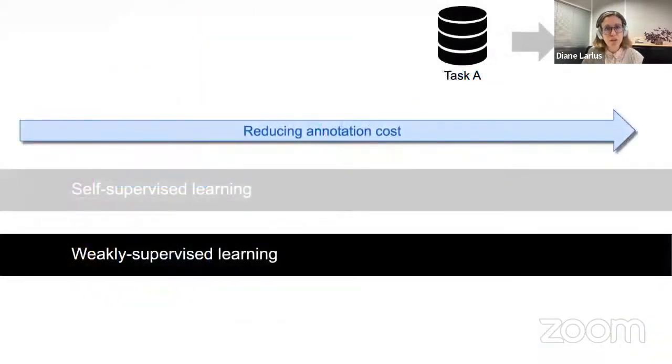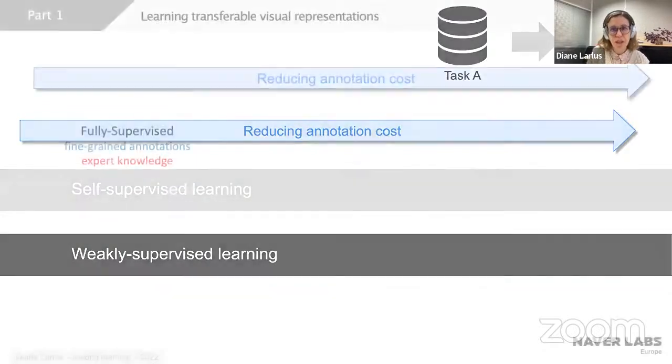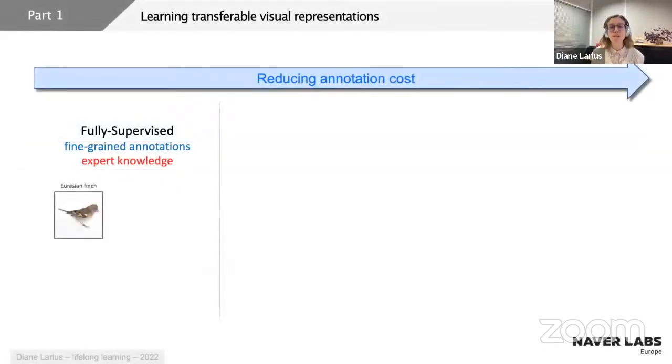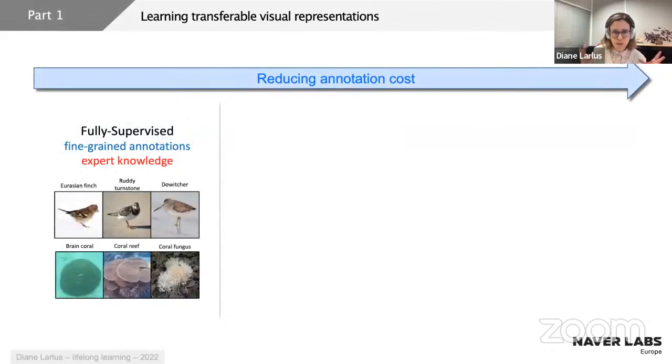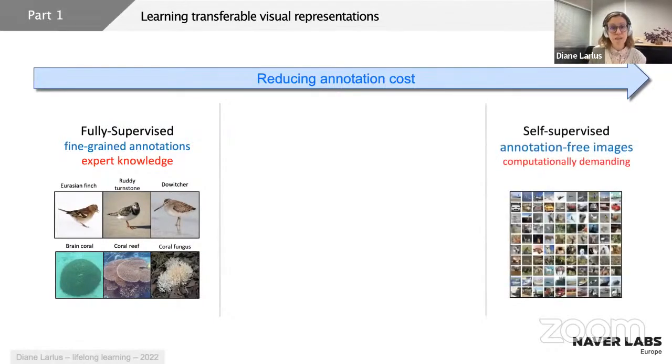Now I'd like to move to another way to reduce the annotation cost, and I'm going to describe a weakly supervised learning approach. As we said, when category labels are available, you can build very powerful models, but these require fine-grained annotations that also require expert knowledge. At the other end of the spectrum, you have the self-supervised learning methods that I just covered. They work great, but they either use large data sets, such as ImageNet, or even bigger and less curated ones. As a consequence, these approaches can be really computationally demanding.